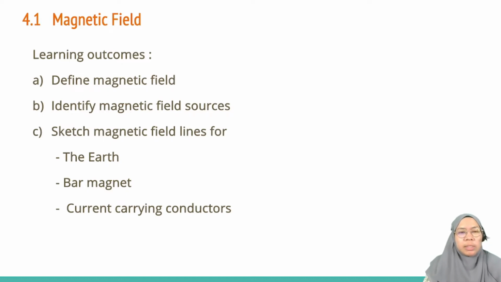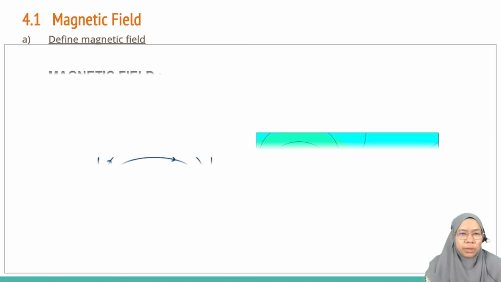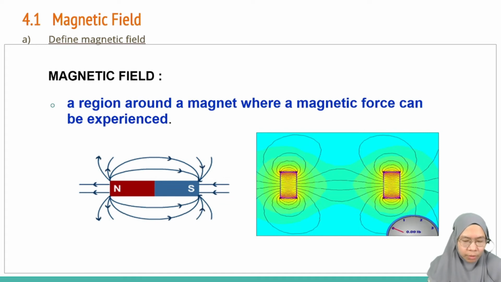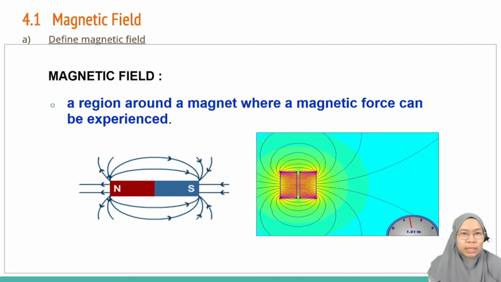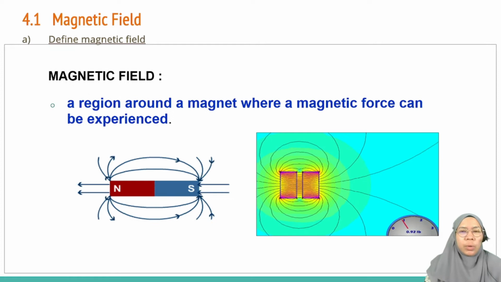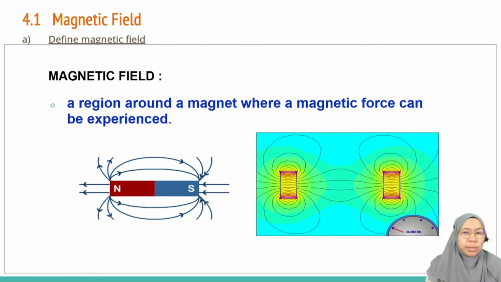The learning outcomes are that students should be able to define what is magnetic field, identify the magnetic field sources, and sketch magnetic field lines for the earth, bar magnet, and current carrying conductors. So these are the magnetic field sources. The definition of magnetic field is a region around a magnet where a magnetic force can be experienced.